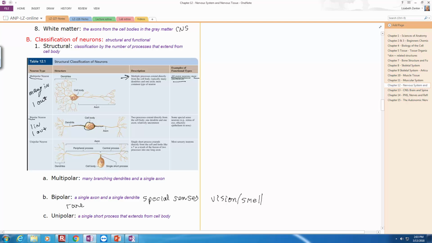Okay. If we look at unipolar, so this is a single short process that extends from the cell body. So these are for sensory neurons only. And if you think about it, your sensory input is going to be very, very specific. You actually have different nerves that will tell your brain whether you felt something hot versus cold. You have a different nerve that can tell you whether you are touching something hard versus soft. Something else that tells you whether you have pressure against you. So just like how enzymes were very specific with what they could attach to, these guys are very specific in what they can sense. Okay, so these are sensory neurons only.